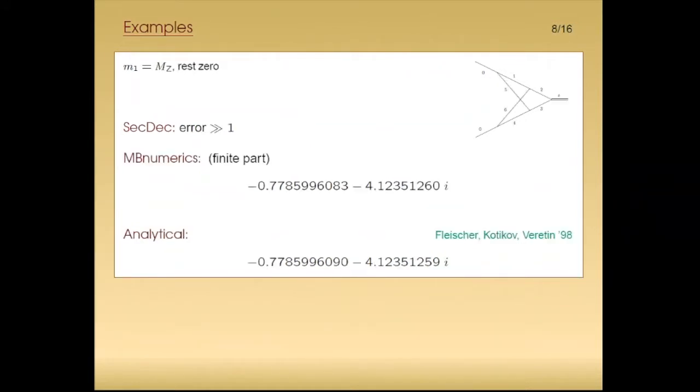Then there are also examples which actually just came up before. If you're sitting right on the threshold, there's the difficulty with the contour deformation method that you might not converge very well at all. So this is one example of this. There's an internal mass, which is the Z mass, and the external momentum squared is also the Z mass squared. SecDec unfortunately doesn't converge, but with the MB numerics method, this can still be done. And to have a comparison for this one, there's an analytic result.